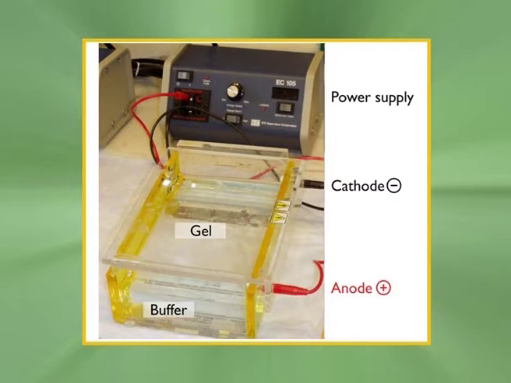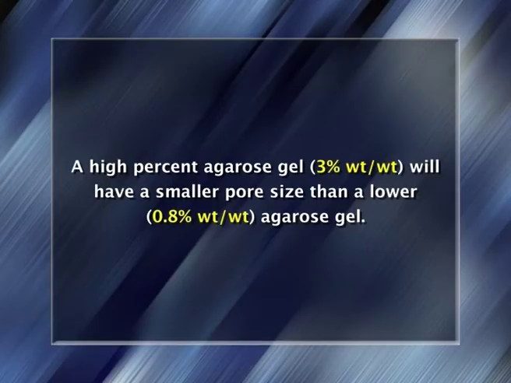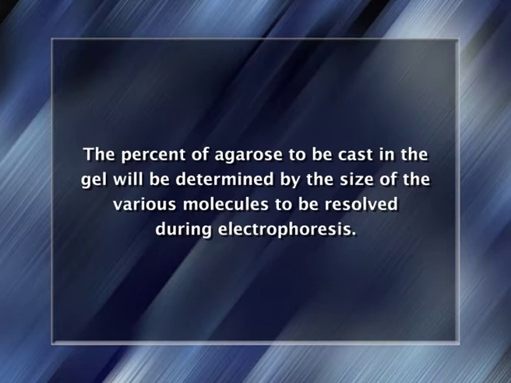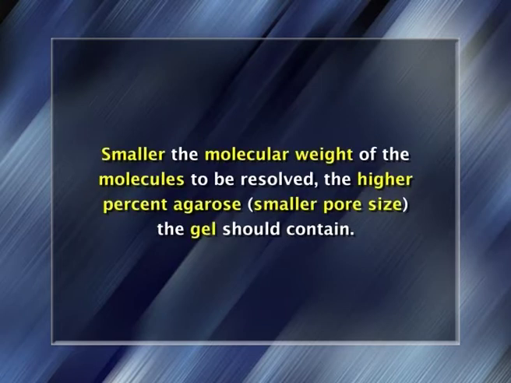The pore size of the gel can be controlled by the percentage of the agarose dissolved in the solution. A high percent agarose gel, say 3% weight upon weight, will have a smaller pore size than a lower 0.8% weight upon weight agarose gel. The percent of agarose to be cast in the gel will be determined by the size of the various molecules to be resolved during electrophoresis. The smaller the molecular weight of the molecules to be resolved, the higher the percent agarose, that is smaller pore size, the gel should contain.